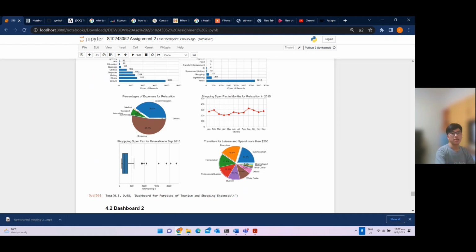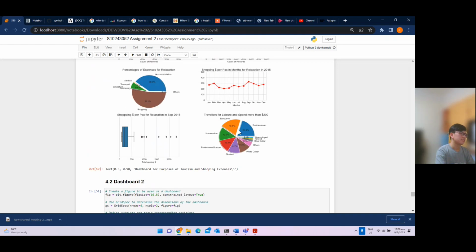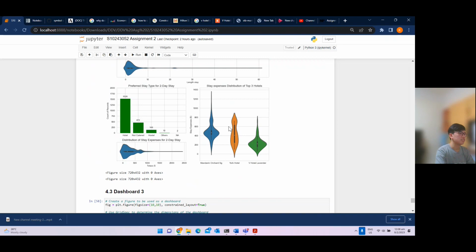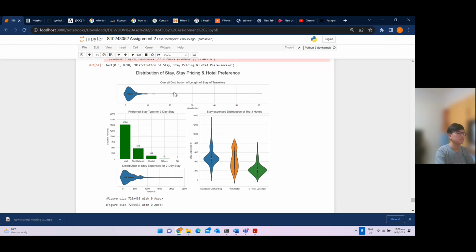So from here, what we can suggest to improve is to make the expenditure for the executives and businessmen earn money from them, because they are working adults. When they're working adults, they actually have higher purchasing power, which leads to more spending. For the second dashboard, I created the distribution of stay pricing and hotel preference. From here, what we can deduce is that the first visual has the median value of 2 stays.